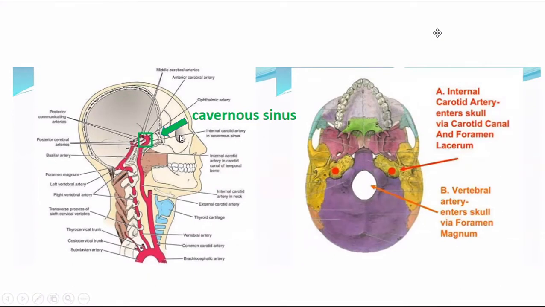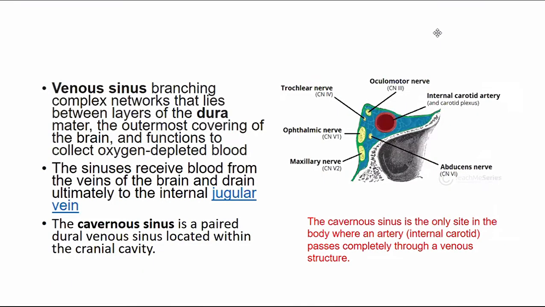Now, cavernous sinuses, we discussed this already before. I listened to the lecture of Dr. Gasco. For a review, a venous sinus is part of a branching complex network that lies between the layers of the dura. The dura is the outermost covering of the brain, and it functions to collect oxygen-depleted blood. So a venous sinus is a venous structure. The sinuses receive blood from the veins of the brain and drain ultimately to the internal jugular vein. Remember the internal jugular vein. We will encounter that again later.